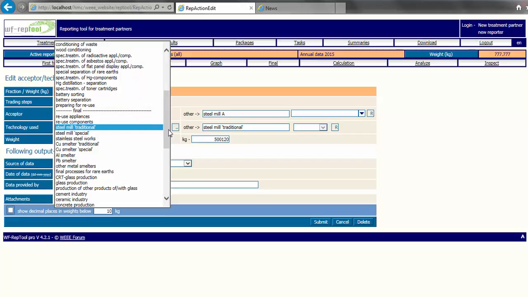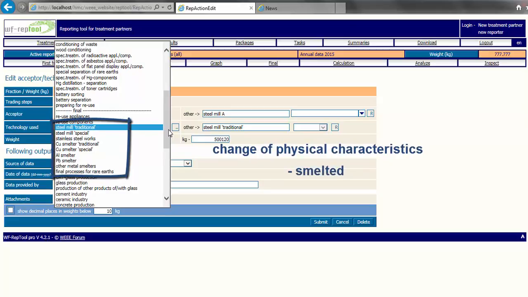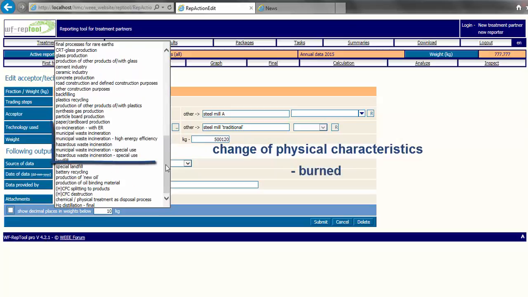Final technologies are technologies within which fractions either change their physical characteristics. Examples are they are smelted, like in the recovery process for nearly all metals like iron, copper, aluminium, but also other metals. They are burned, like in all kinds of incineration processes, or also when extruding plastics to granulates, see plastics recycling, they are melted in this process.